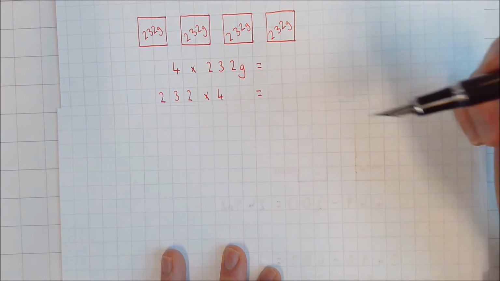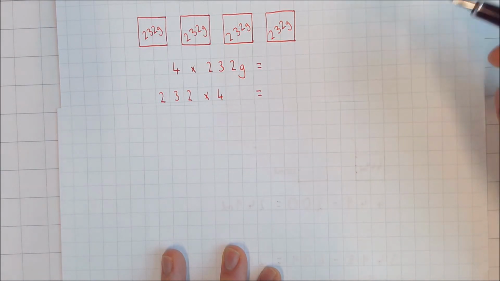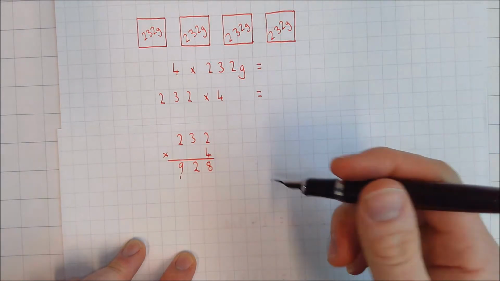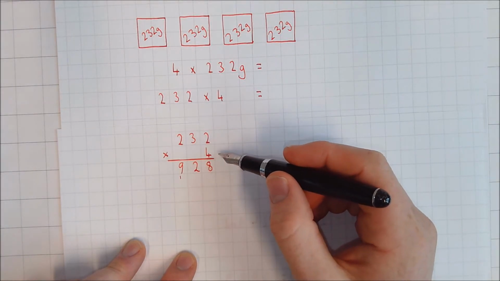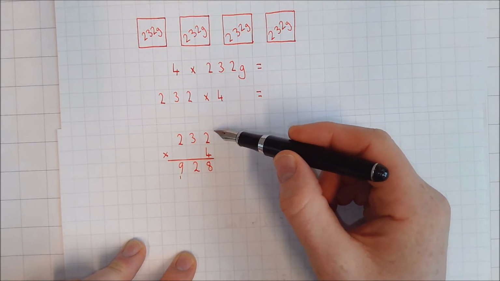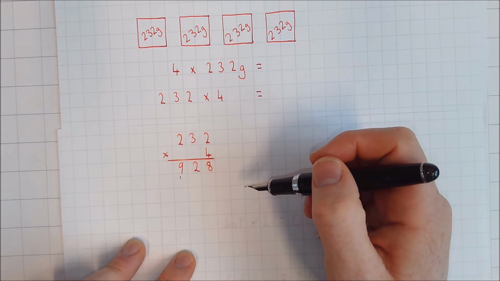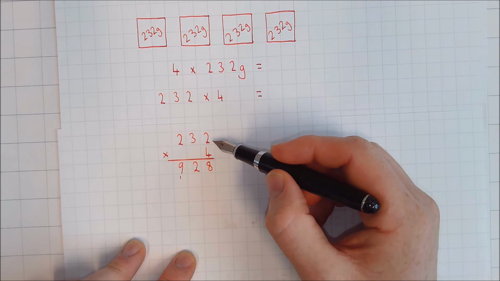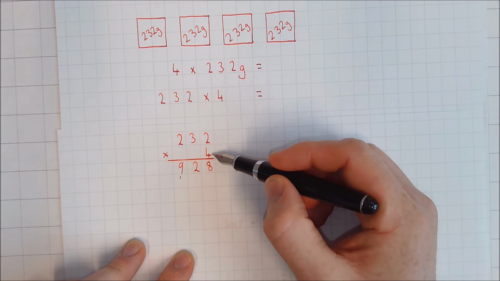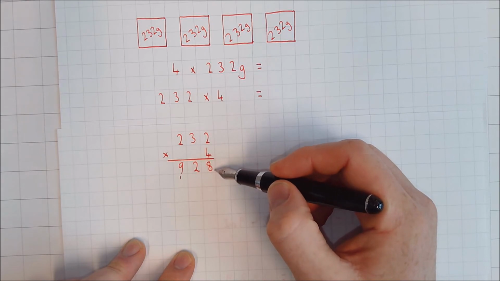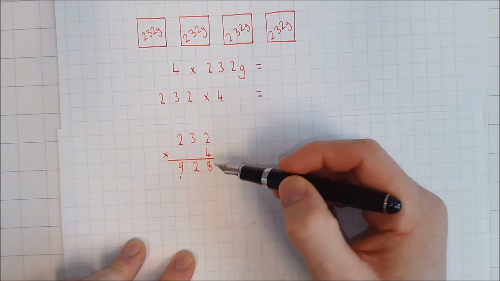Here, we will write our product once we have calculated it. Here I have represented our chocolate bar context using a short multiplication format. The 232 is our first factor, the 4 is our second factor, and the 928 is our product.